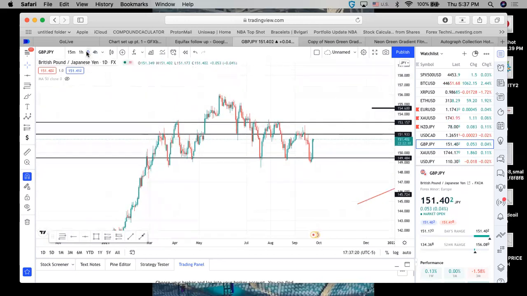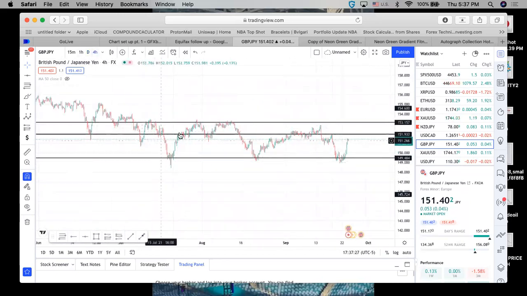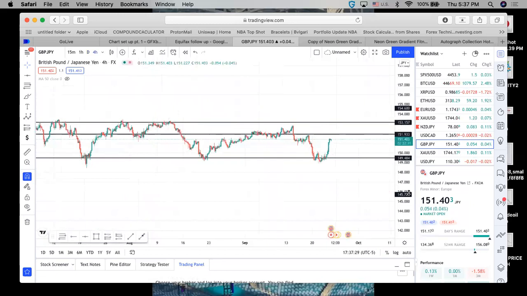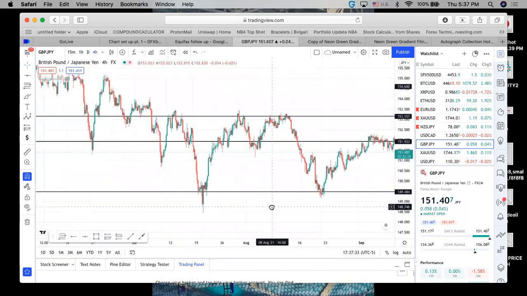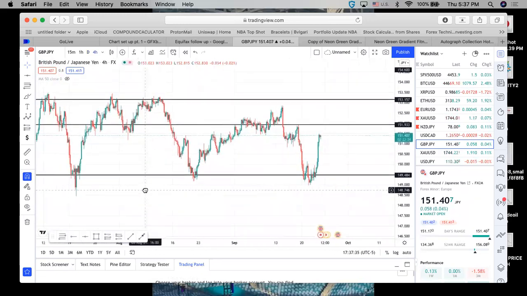Okay, so I'm on the daily time frame right now. If I were to drop this down to the 4 hour, we're going to see a lot more price action. We're going to see a lot more candles. Okay, so if we were to look at this a little more in depth, okay, we'll look at this area here.